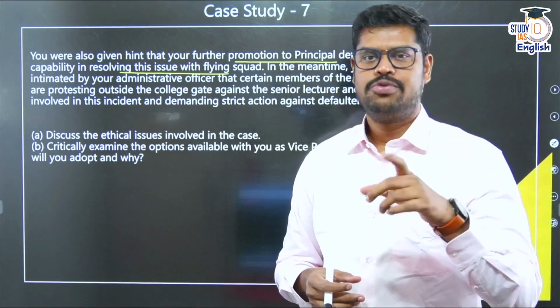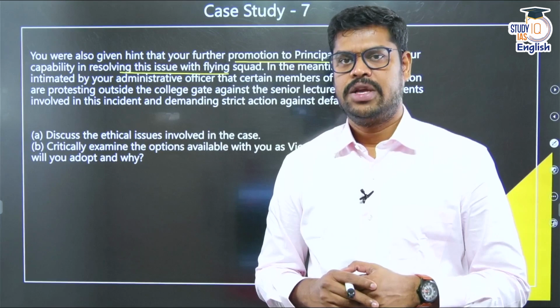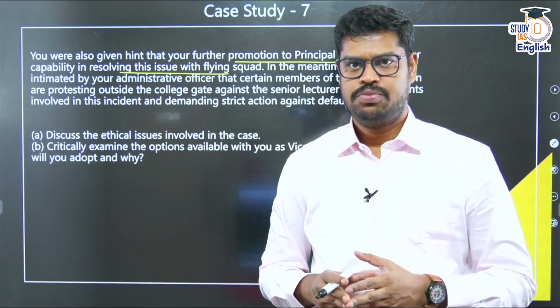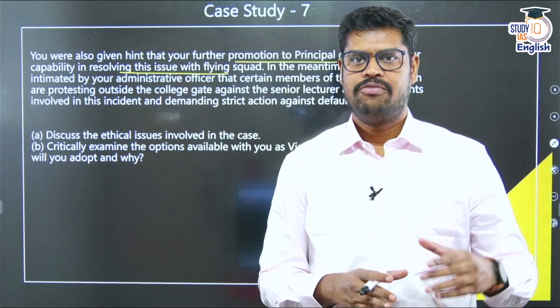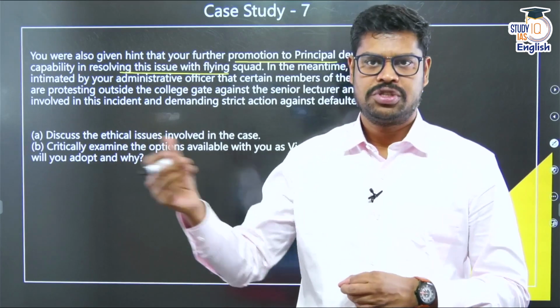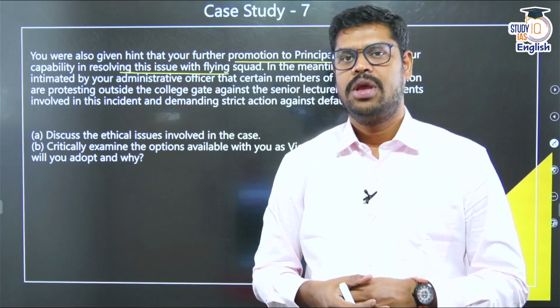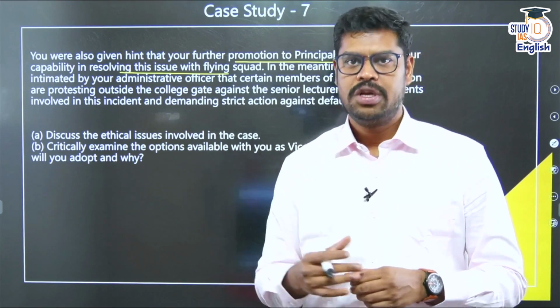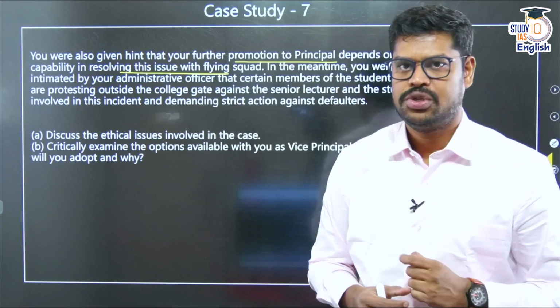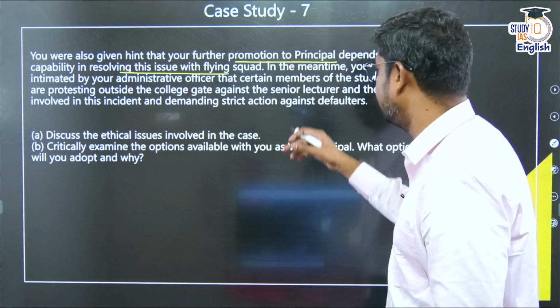This puts you in a lot of ethical dilemmas. On the one hand, putting an end to this issue peacefully and amicably will be unethical, but it will give you a lot of personal benefit and professional growth. So is it okay for you to grow professionally even by doing an unethical thing? That is one of the ethical dilemmas and issues that we have to face in this case study.